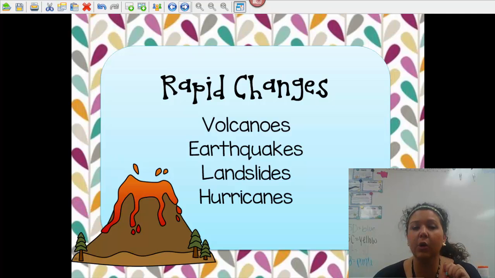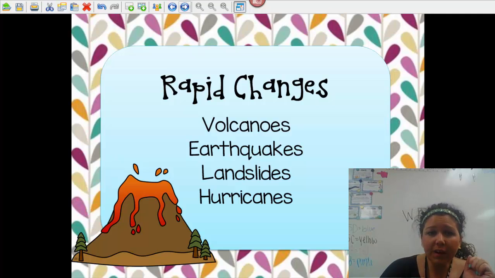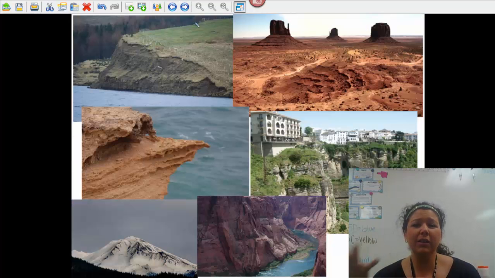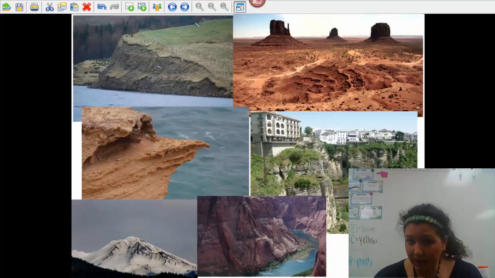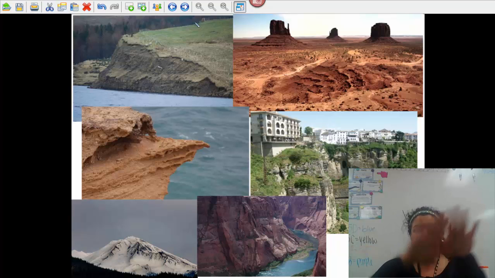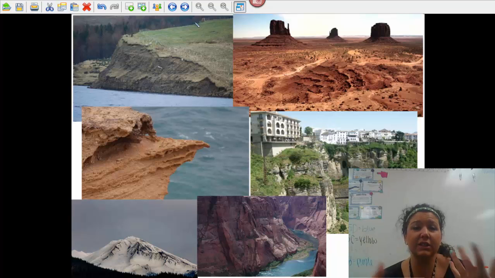So let's look at our WED processes. First, let's look at all of these pictures. What do all of these pictures have in common? If you look at them, they are all part of our land. All of these are landforms that are found all over our country, all over our world. It's the surface of the earth, and the surface of the earth is covered in land, and all this land looks different.